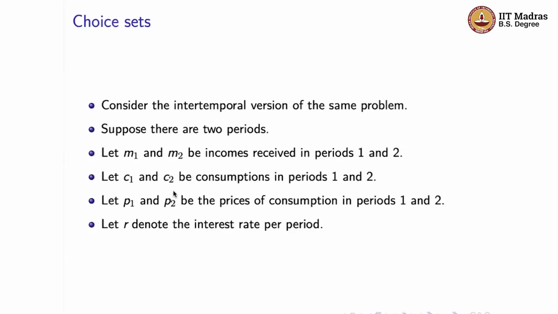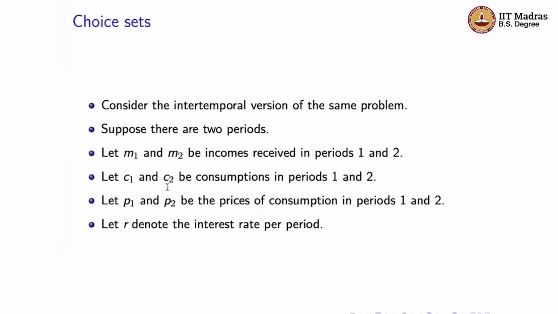So there's no uncertainty about it. The consumer has to choose how much to purchase in period 1 and how much to purchase in period 2. So C1 and C2 are the consumptions in the two periods. Eventually, when we discuss the full consumer optimization problem, these will become choice variables. The prices of consumption in the two periods are given by P1 and P2 respectively, and these are parameters that the consumer takes as given.